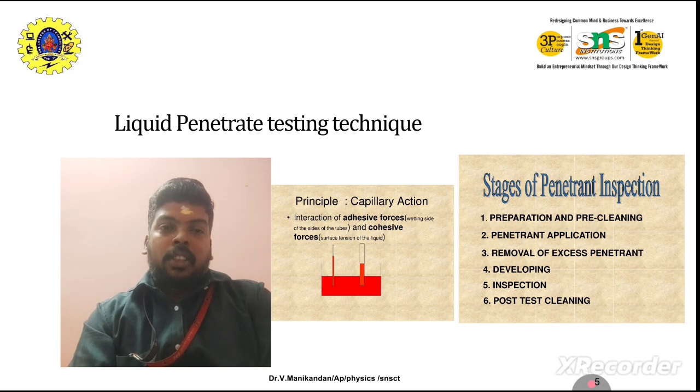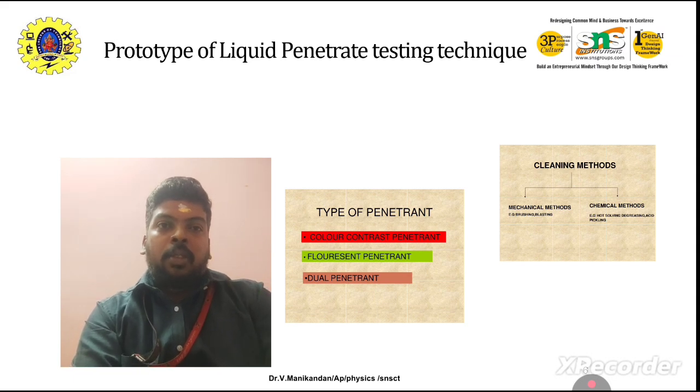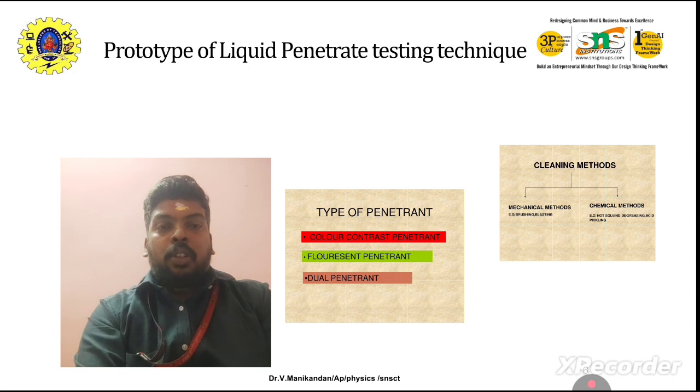These are the testing processes of ideating. Finally we develop. Using the capillary technique, we go for development of a prototype: what material we have to use, and which corrosive materials are involved. The types of penetrant, such as color-contrast penetrant, fluorescent penetrant and dual-mode penetrant, are classified under the prototype category.